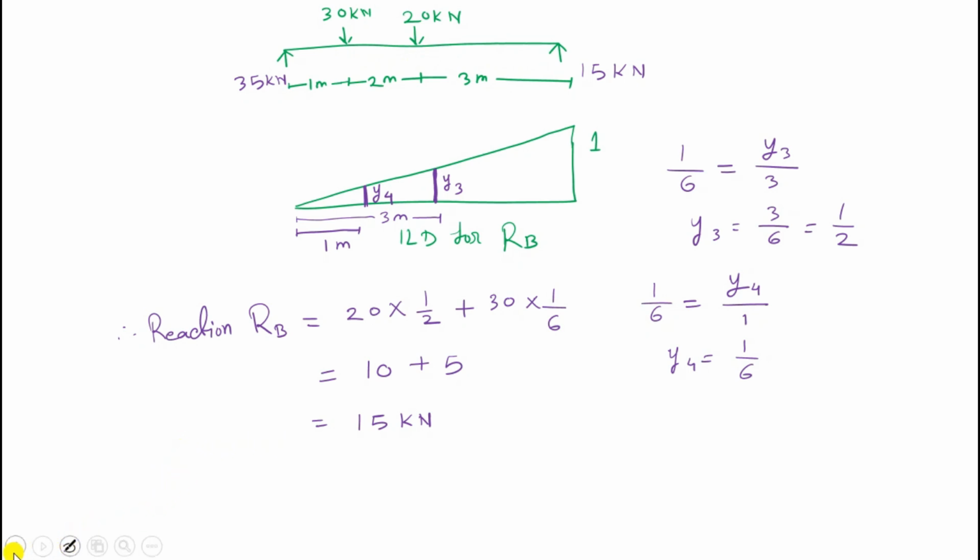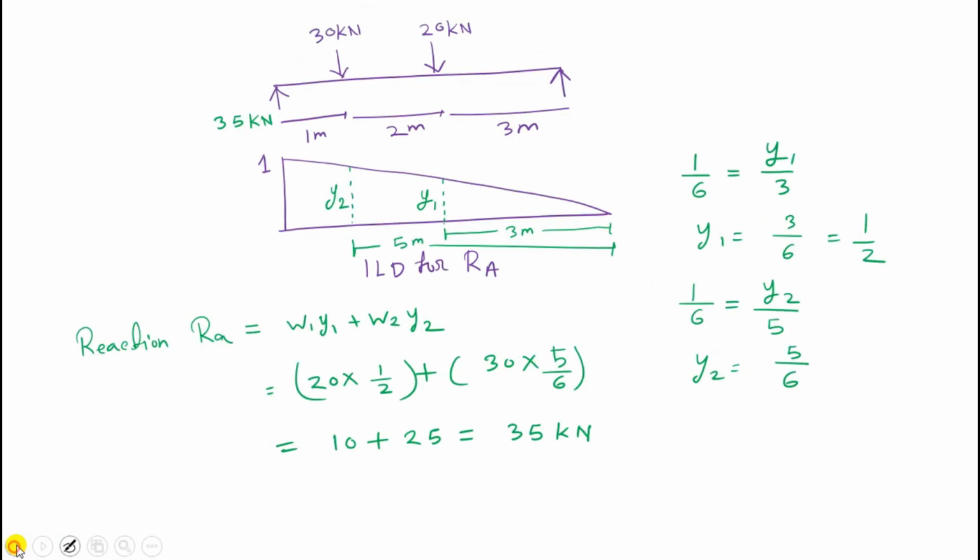Now, up to this we don't have any section. We don't need any section to calculate RA and RB.